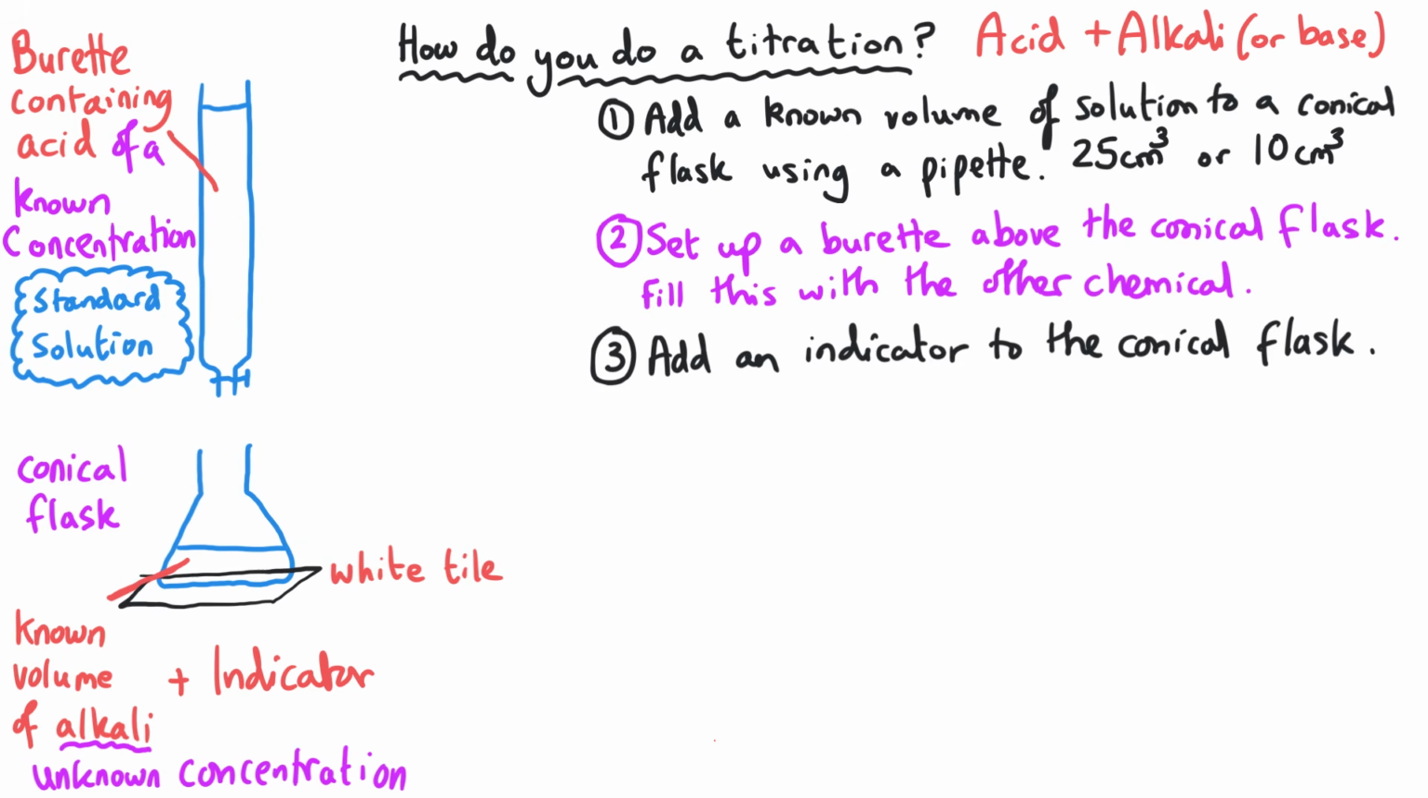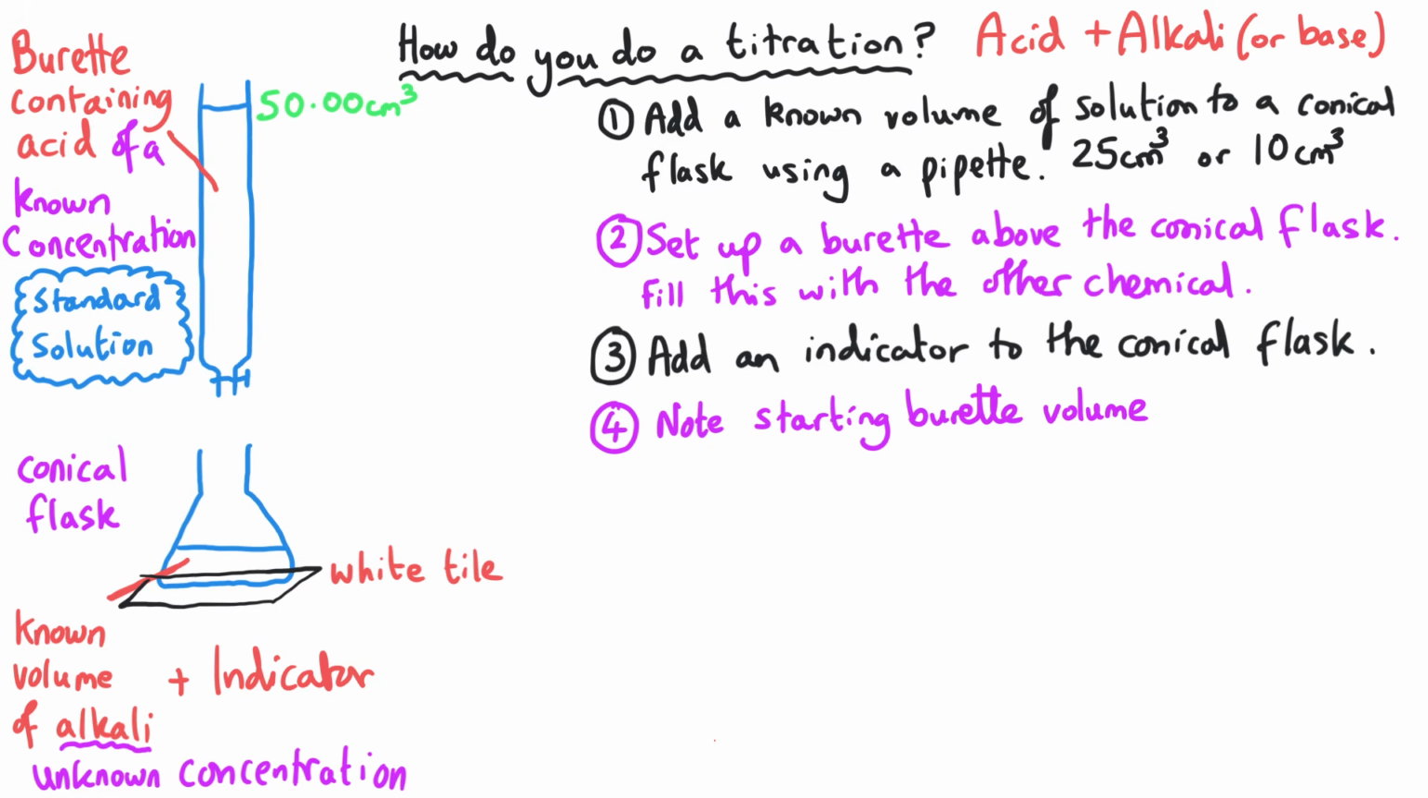And then, to make sure that the colour change is really obvious, we place a white tile underneath the conical flask. Just before we start the titration, we must note down the volume reading on the burette. When the burette is full, the reading will be 50.00 cubic centimetres. You don't need to start the titration with the burette being totally full, but often that's what people prefer.